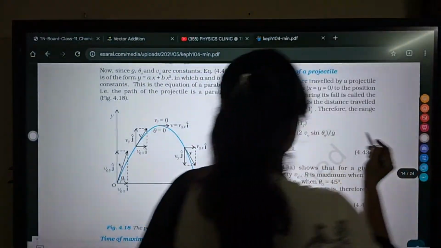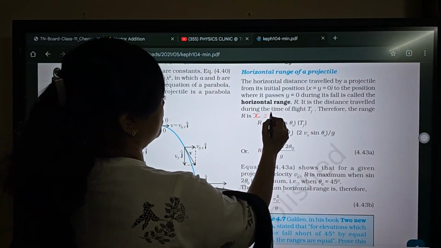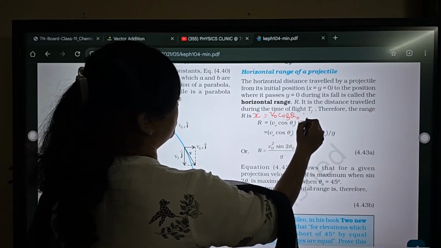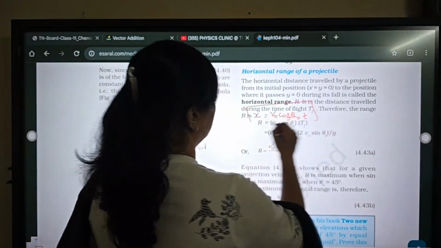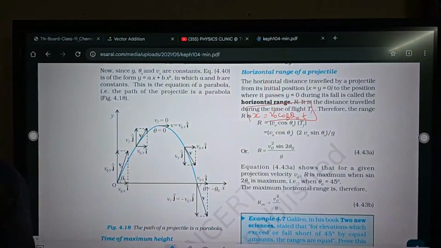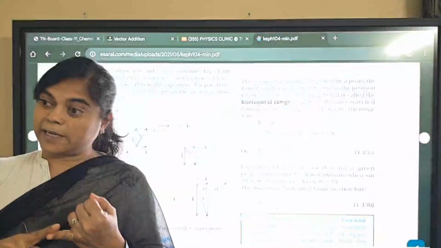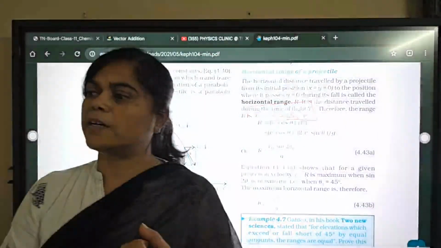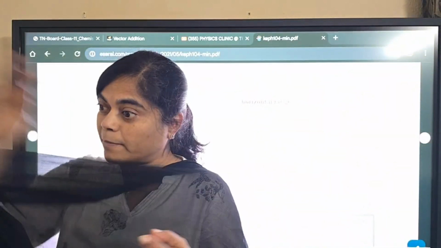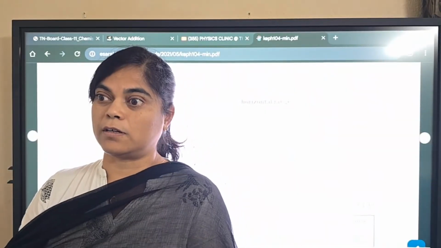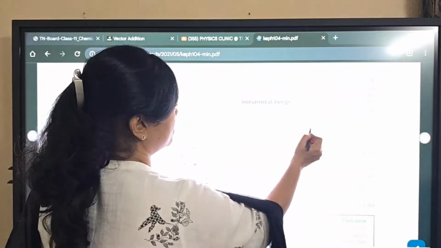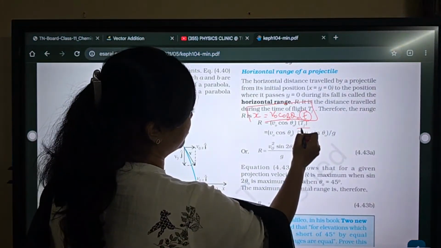x is equal to v naught cos theta naught into t. Here, for a maximum height, we took Tm, the time period of maximum height. For the maximum range, it is the full time of flight. We should introduce time of flight here. In the place of t, it is time of flight.